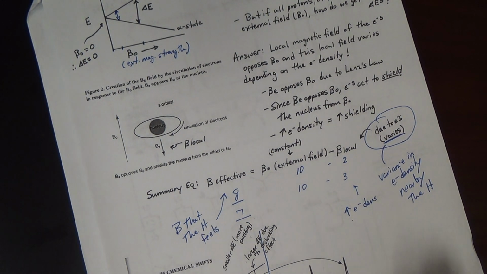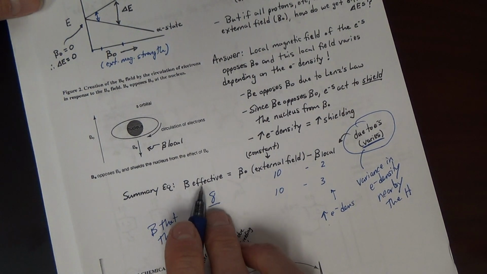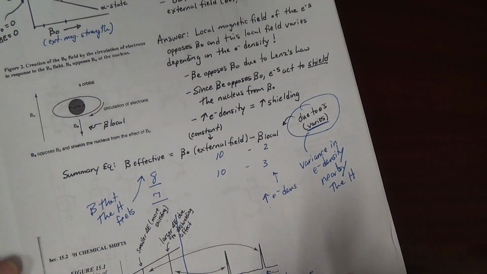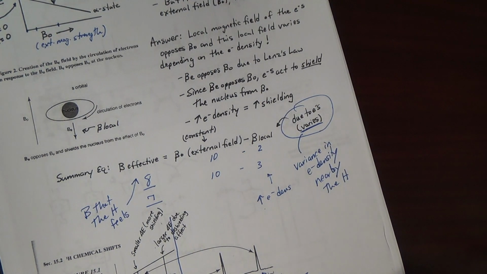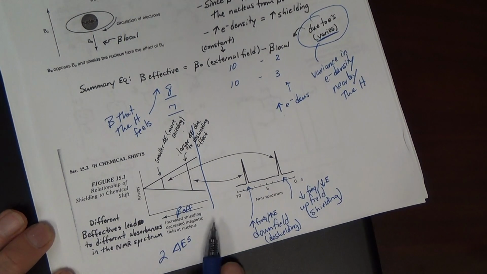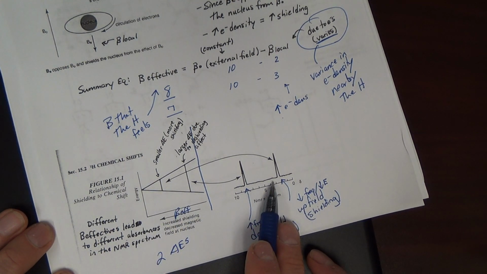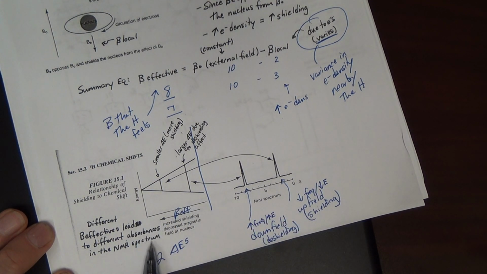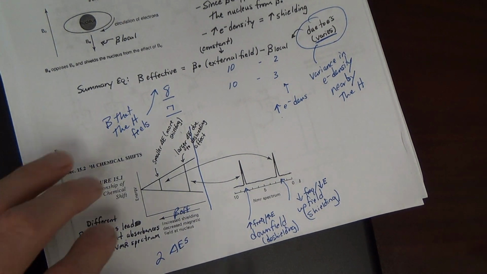The electrons act as sunscreen. They shield the nuclei from the external magnetic field, changing the B effective. But since different types of protons have different electron densities nearby, we get different signals for different protons. And we tried down here to turn different delta E's into different signals, sort of using our knowledge of various things such as energies, shielding, deshielding, whatnot. Okay.